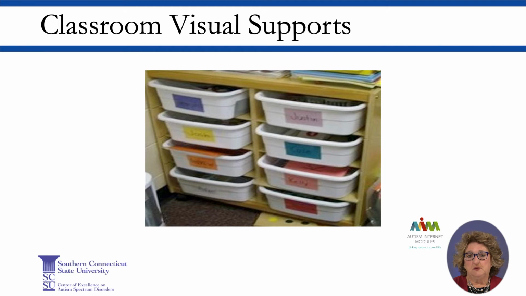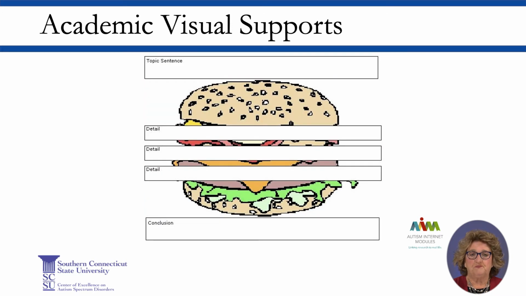Here is an example of work bins that are organized with classroom materials. Each child's name is on a bin. This helps them with that organization and planning, the executive functioning that I mentioned earlier. And even though it seems simple, it is quite effective with our students.